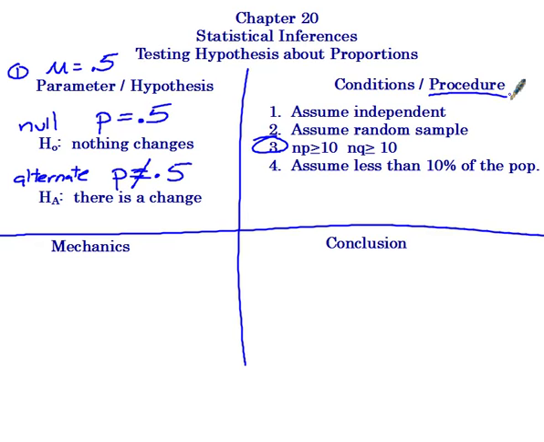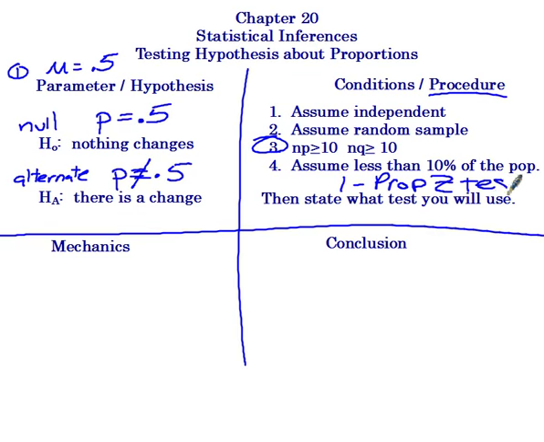The last part of this procedure, all you've got to do is write a little sentence saying, now the conditions have been met, therefore we will use a blah test. For this particular chapter, that blah part is going to be a 1 proportion z test. In the last unit, we did a 1 proportion z interval. That gave us our confidence interval. The 1 proportion z test is going to give us the values and things that we need to help support our claims.